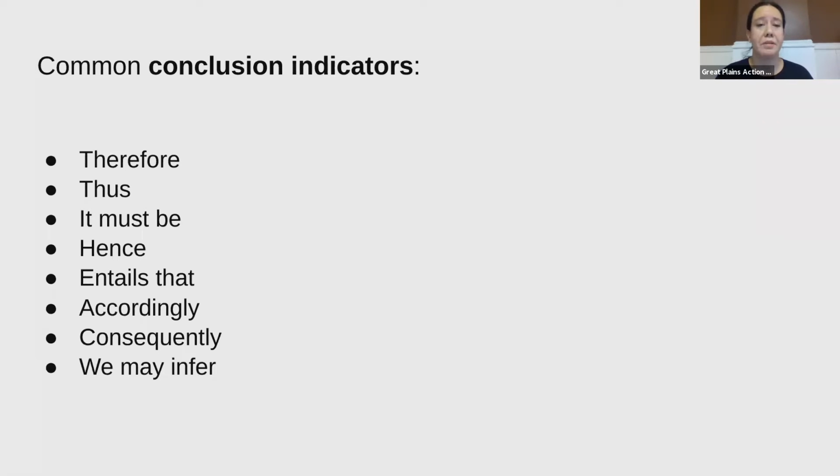So common conclusion indicators are therefore, thus, it must be, hence, entails that, accordingly, consequently, we may infer. So that means that what we're talking about follows, given the truth of the premises. And it's a conclusion that's being supported. All right.